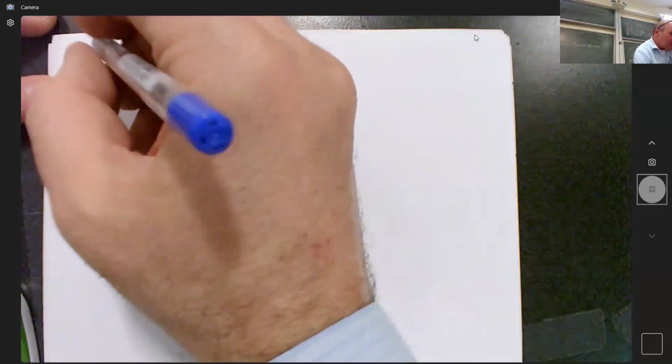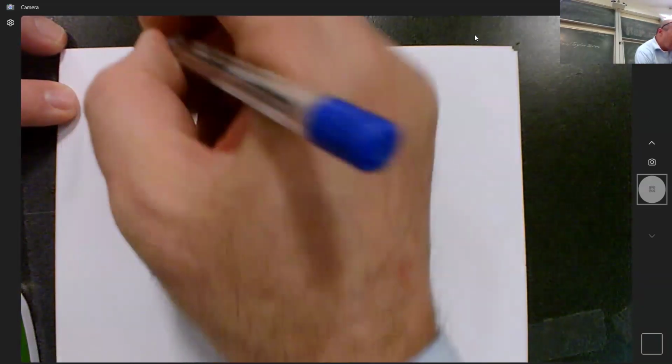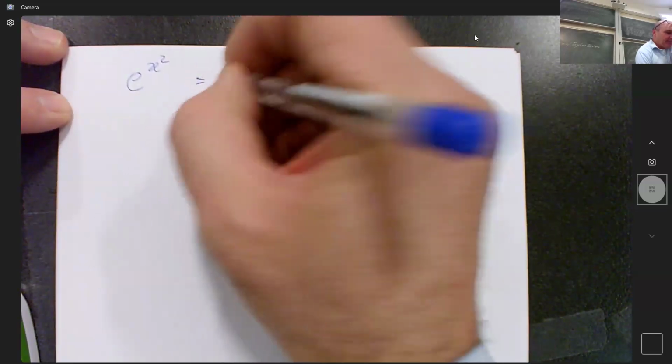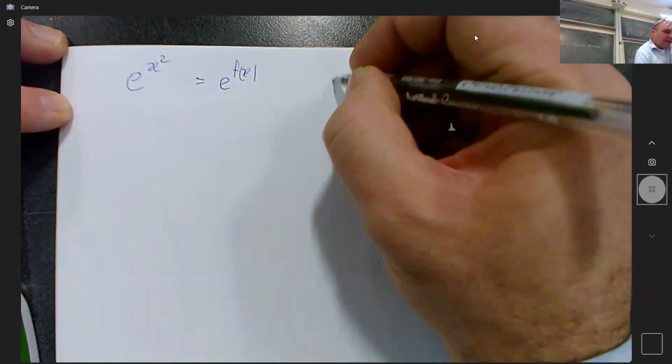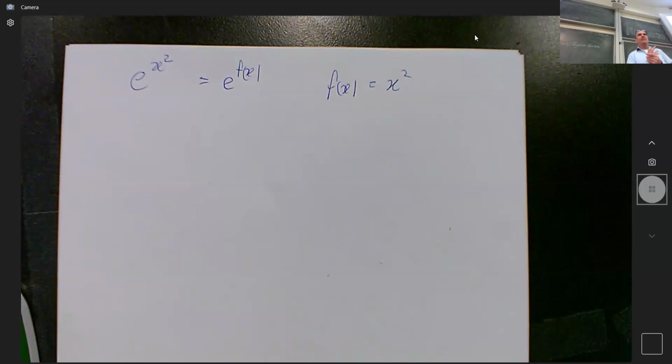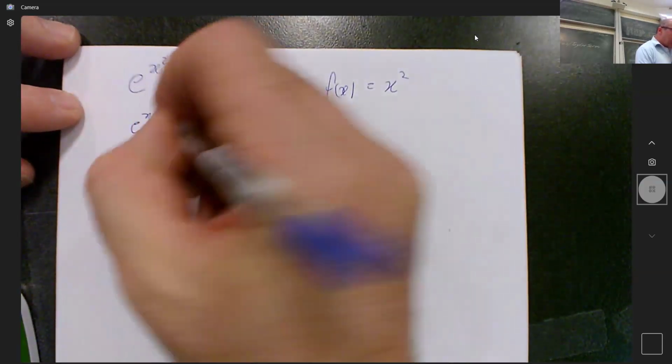So in the exam, they may actually go e to the x squared. Taylor polynomial for e to the x squared, or Maclaurin polynomial. Now, this is like e to the power f of x, where f of x is equal to x squared. So it's a composition of functions. Do we know why I'm doing that? Actually, it's not well explained in the notes, but because e to the x is equal to, what did I write down?